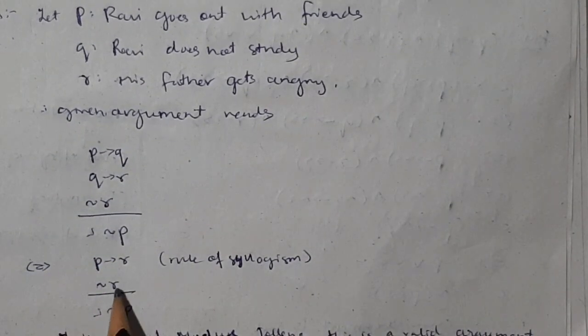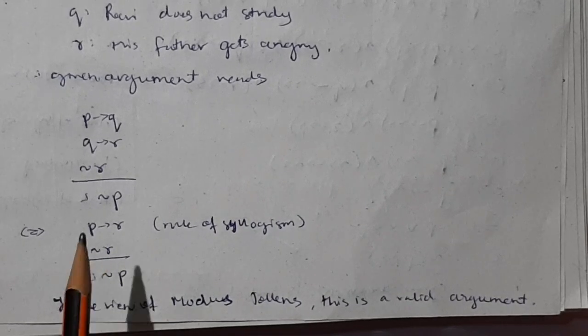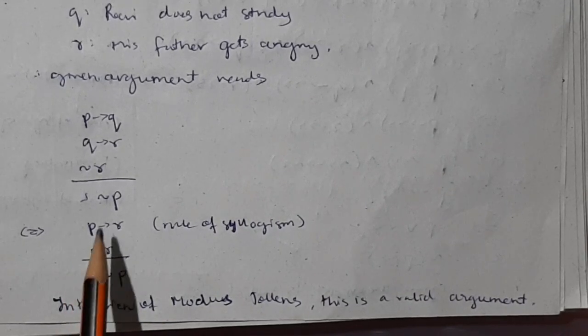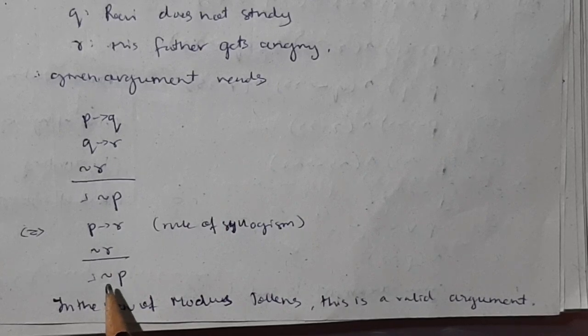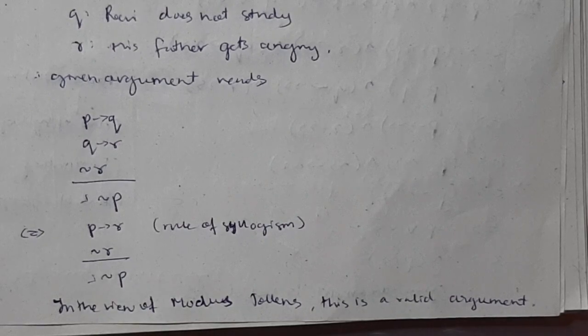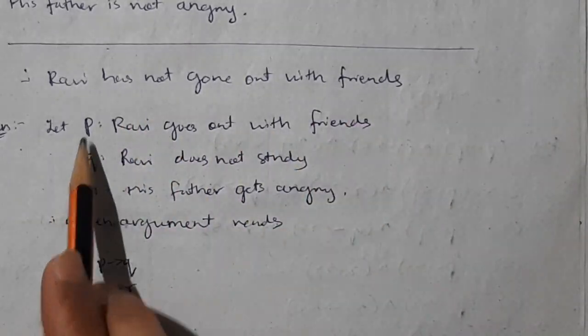Then what is left here? Not R. Then by modus tollens you can say that it is a valid argument. If P conditional R is there and not R is there, then the inference is not P. It is true according to modus tollens. So we just needed that not P only. See, Ravi has not gone out with his friends, which is not P.